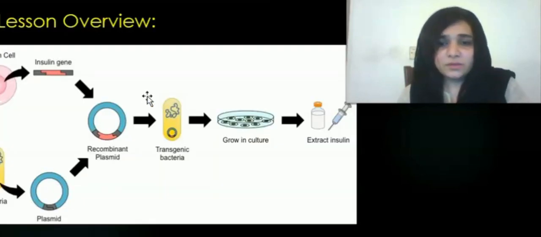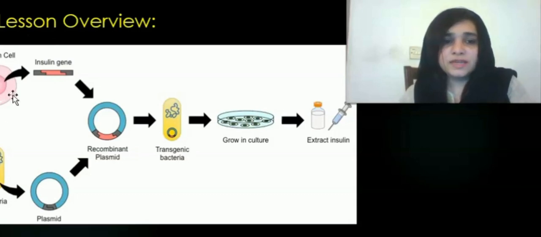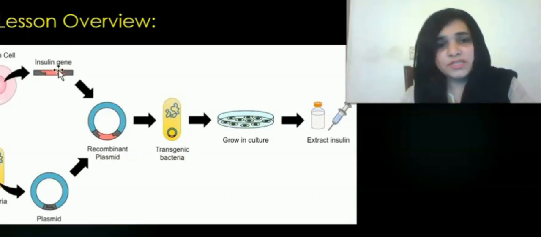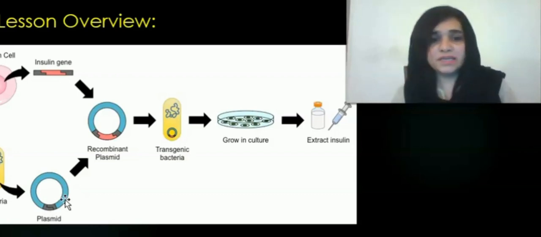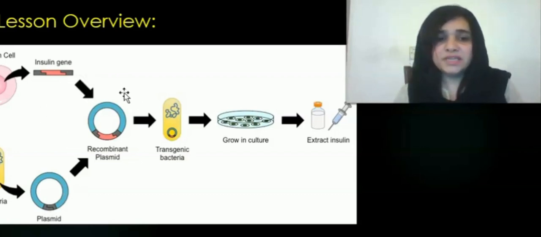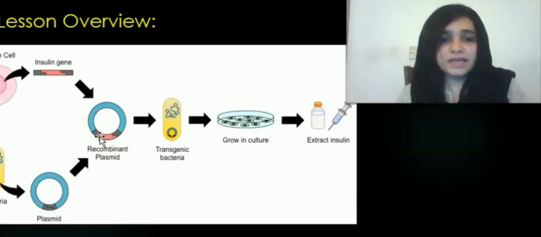Now what is the lesson overview? Here is the human cell. For example, it contains the insulin gene. We have isolated the insulin gene and cut it with the help of restriction enzymes. Here is the bacterium that contains a plasmid. We also cut the plasmid with restriction enzyme in order to obtain the sticky ends. Once we obtain the sticky ends, we mix the insulin gene and the plasmid with the help of DNA ligase, and the recombinant plasmid is formed.